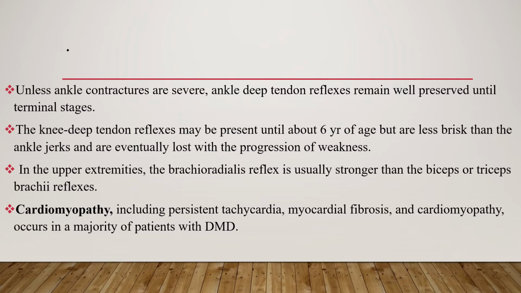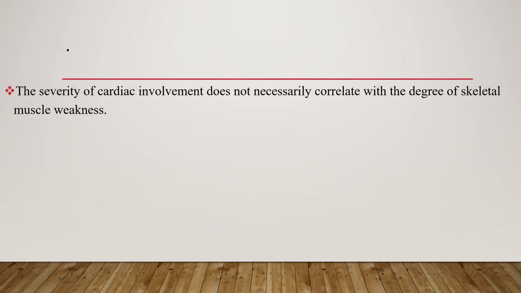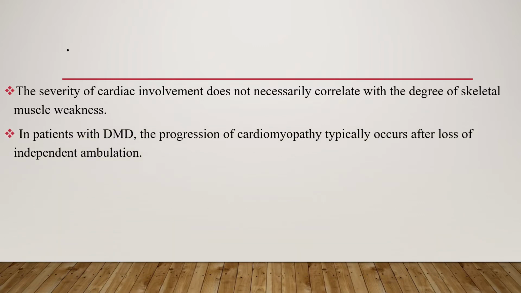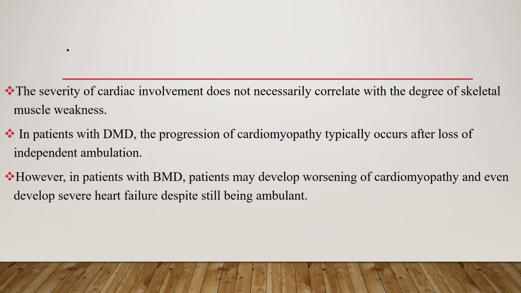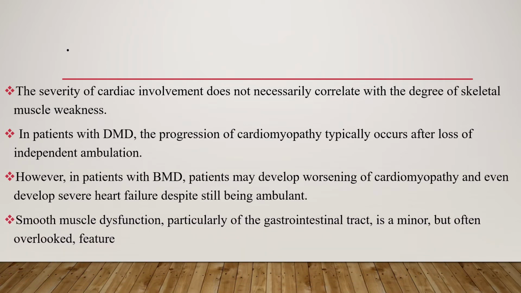Cardiomyopathy, including persistent tachycardia and myocardial fibrosis, occurs in a majority of patients with Duchenne muscular dystrophy. The severity of cardiac involvement does not necessarily correlate with the degree of skeletal muscle weakness. In a patient with Duchenne muscular dystrophy, the progression of cardiomyopathy typically occurs after loss of independent ambulation. However, in a patient with Becker's muscular dystrophy, the patient may develop worsening of cardiomyopathy and even severe heart failure despite still being ambulant. Smooth muscle dysfunction, particularly of the gastrointestinal tract, is a minor but often overlooked feature.